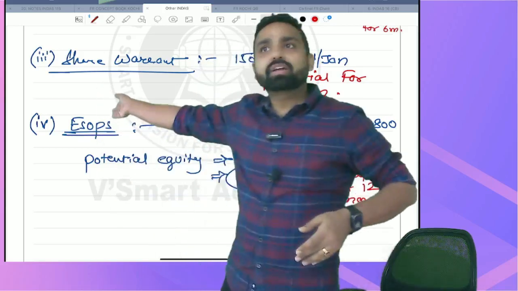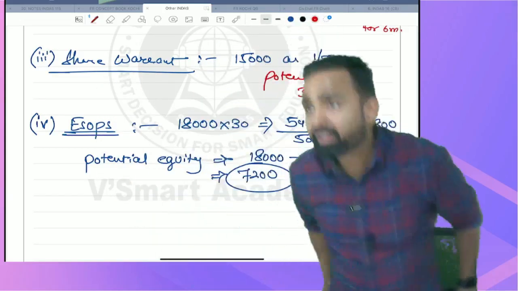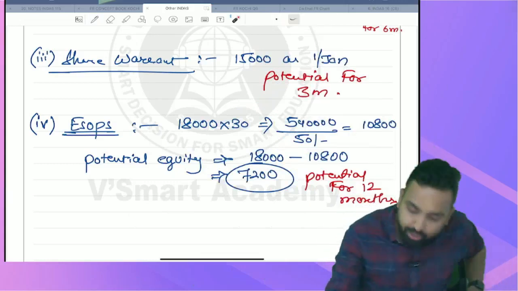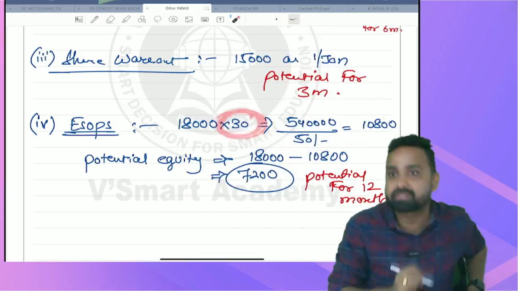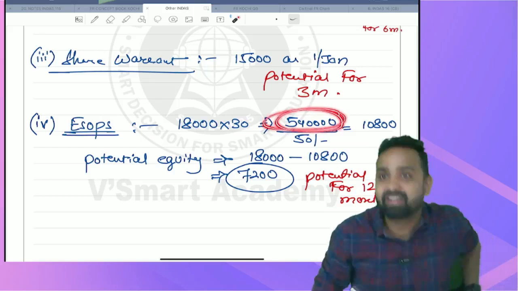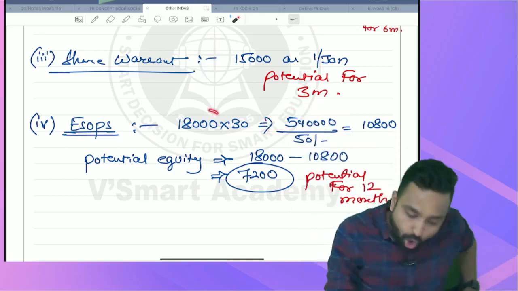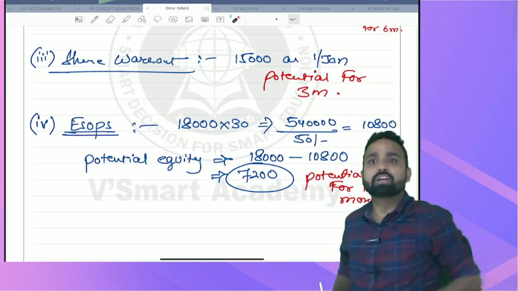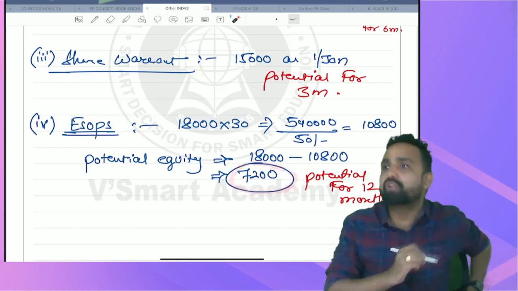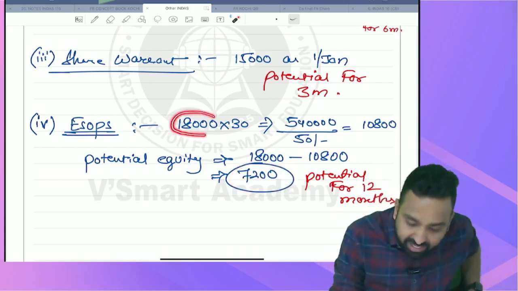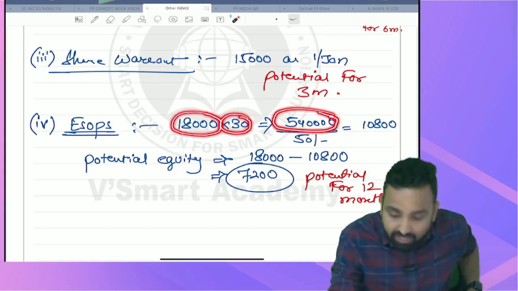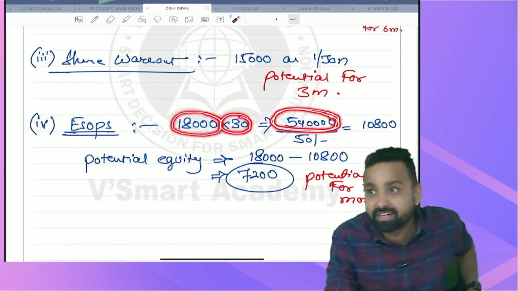In the same way, ESOP. See, while issuing ESOP, you are not issuing it free of cost. You are issuing the ESOP at 30 rupees. So you got the funds. You are getting the funds now. So I cannot say that all the 18,000 shares are potential and will dilute my earning. No. Only 7,200 will dilute my earning, because by issuing 18,000 shares at 30 rupees, I got funds. If I get the funds, my earning will increase definitely.